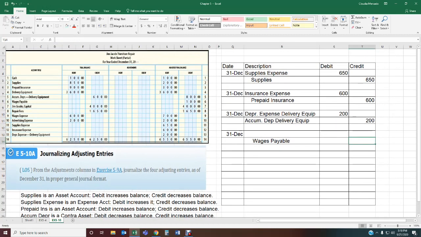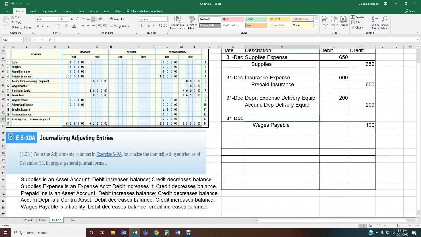And how much did we increase? We had 0. Now we have $100. So my wages payable increased by 100. Now let's look at what we're going to offset it against. Well, let's look at our wages expense. I used to have wages expense of 600. Now I have wages expense of 700. So your wages expense increased by $100.